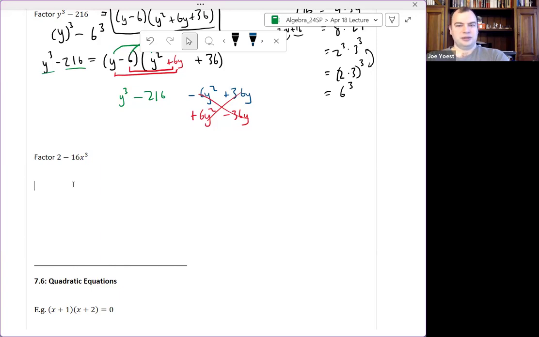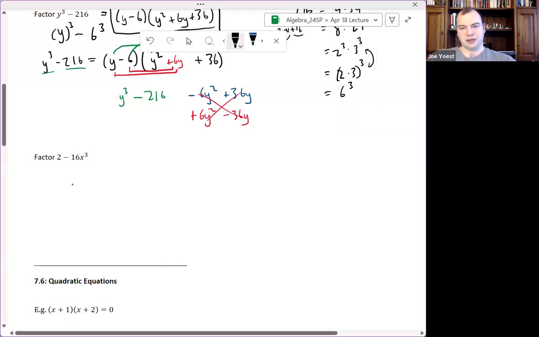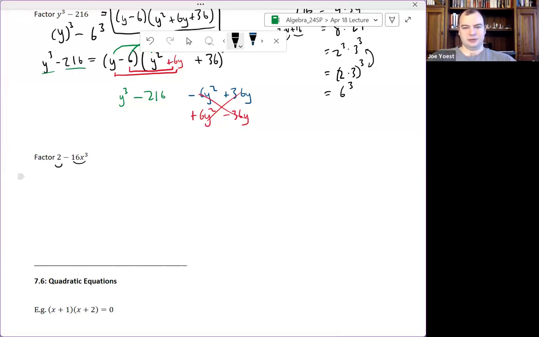But I remember that I usually want to factor out any greatest common factors first. When I factor a greatest common factor first, if nothing else, it's going to make the problem a little easier to deal with. It's going to make the numbers smaller and easier to deal with, but it also will help me recognize some of these special products. And I do realize that there is a factor of 2 in both terms. So that's the first thing I can do. I can say this is 2 times 1 minus 8x cubed.